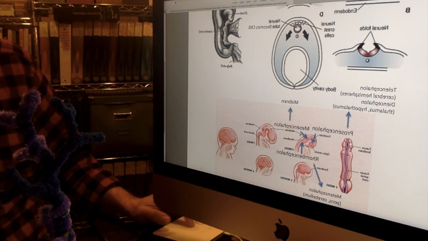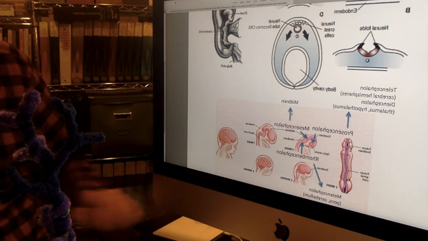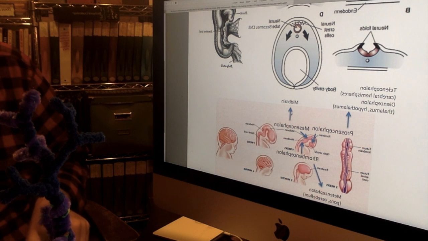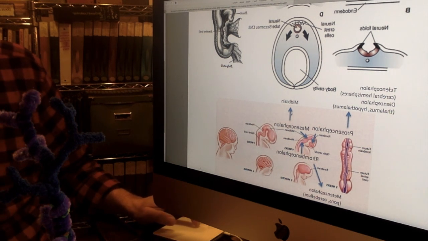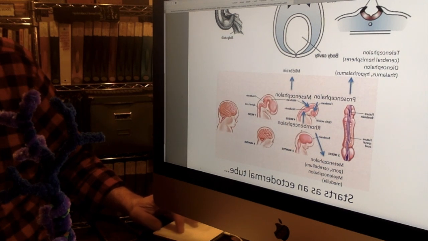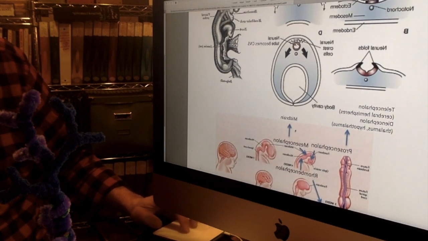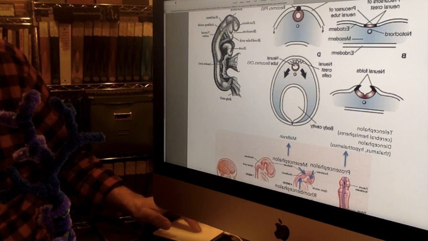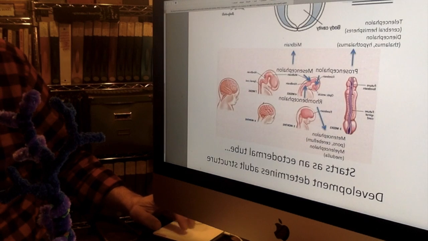Then the next bulge is called the mesencephalon. This is the midbrain. It becomes a secondary vesicle, also called the mesencephalon. The cavity becomes the cerebral aqueduct, which we're going to see will connect the third to the fourth ventricle. And then we've got the back portion here, which is the rhombencephalon, or hindbrain. I think I have it up here too. Yeah, here's the hindbrain. The rhombencephalon is the hindbrain.